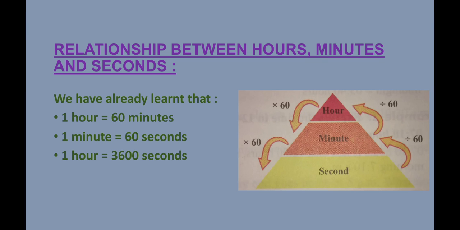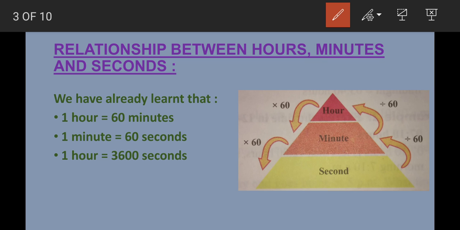While we are moving from second to minute, what to do? We have to divide. Suppose you are given time in seconds and we have to convert that to minutes, then we have to divide that number by 60. While we are converting minutes to hours, again we have to divide that number by the same 60.